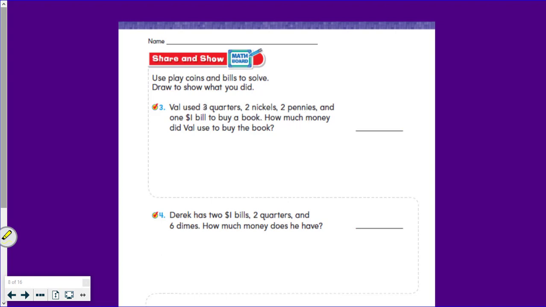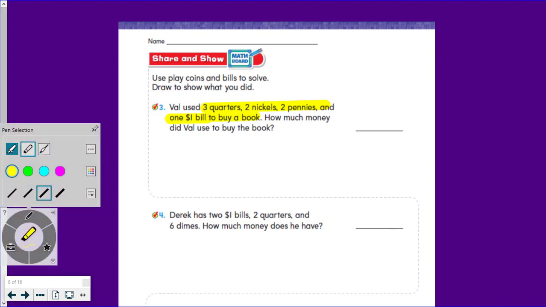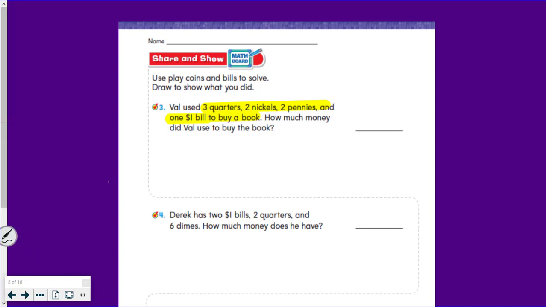So these are the coins she used and bills. I'm going to highlight that. You could just underline it. That's what she used to buy a book, right? So that's what we're going to act out. That's what we're going to draw a picture of and see how much money it is. So go ahead and pause your video, and I want you to act it out. Draw me a picture, right? Basically, that's what acting it out means. We're going to draw a picture and see if your picture matches mine. Pause your video.